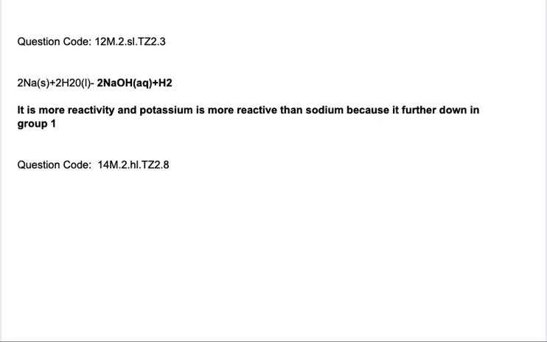The one we created states 2Na(s), where s means it is in its solid state, plus 2H2O(l), which means it is in its liquid state, which gives us the output of 2NaOH(aq). aq means aqueous, which means it is dissolved in water, plus H2 in its gaseous state, whose symbol is g.